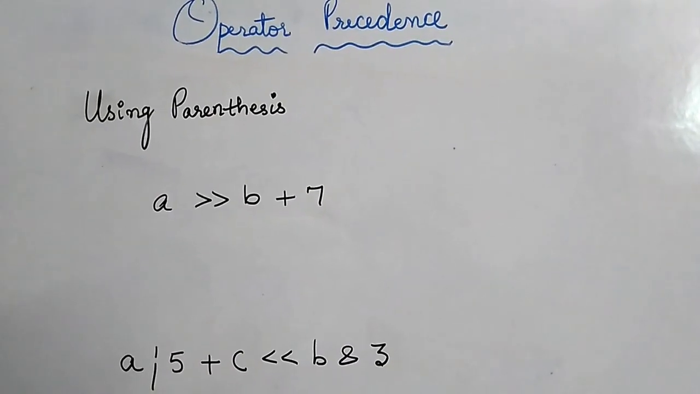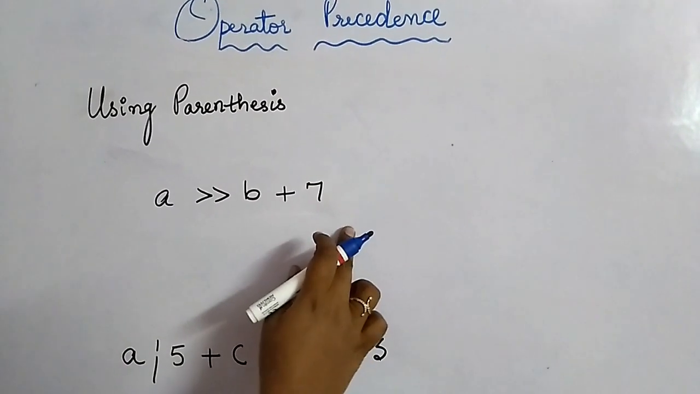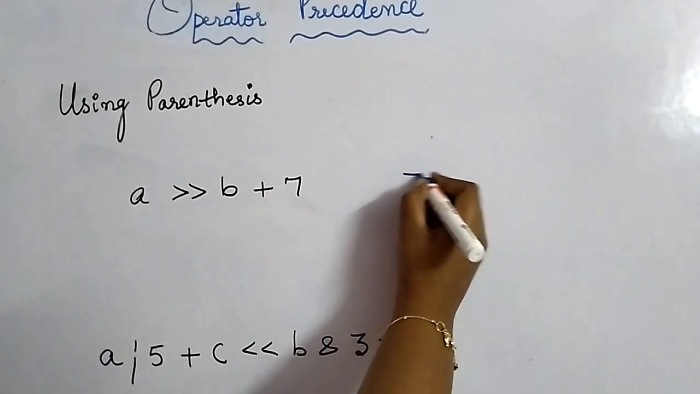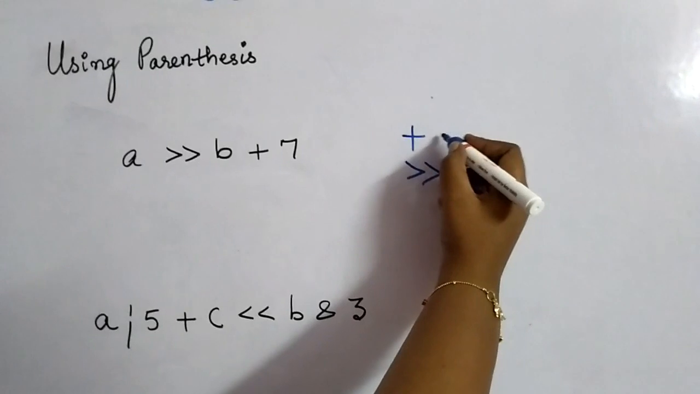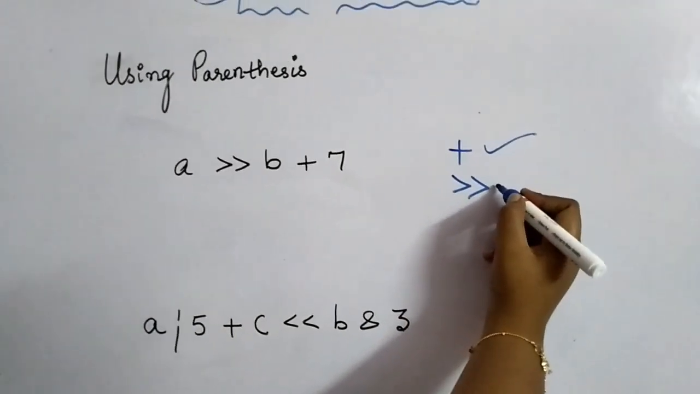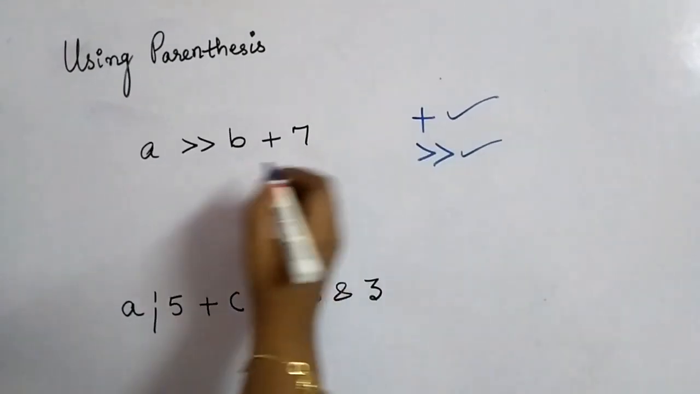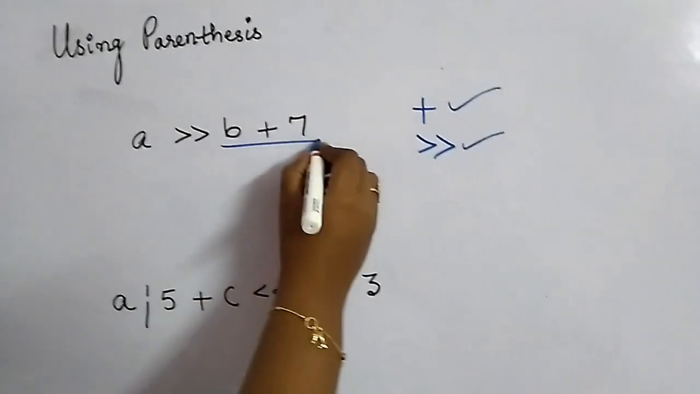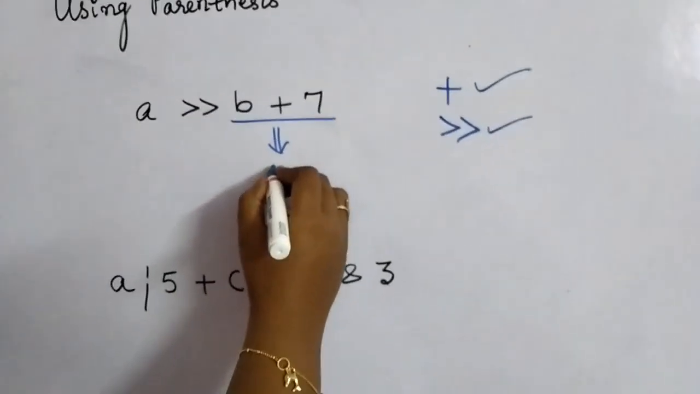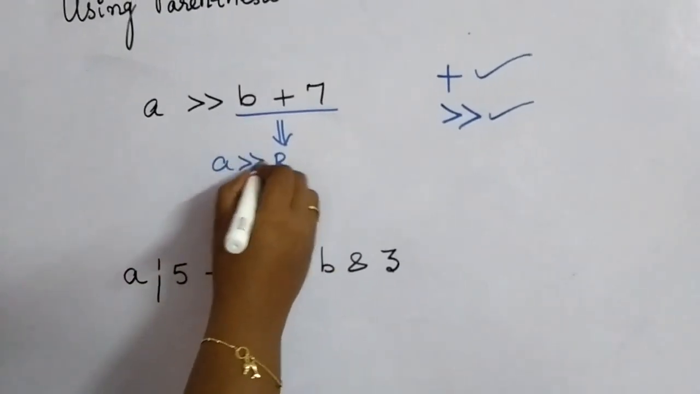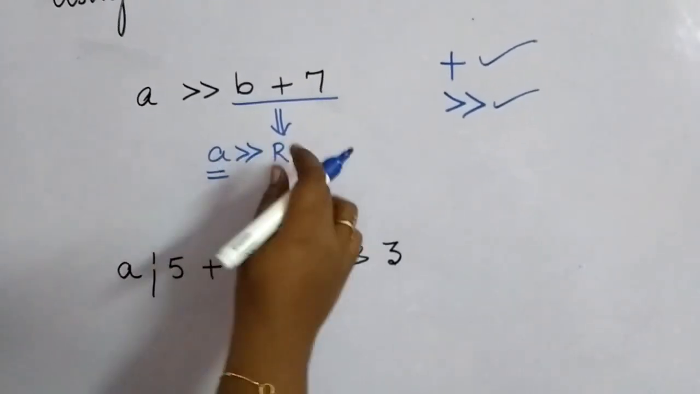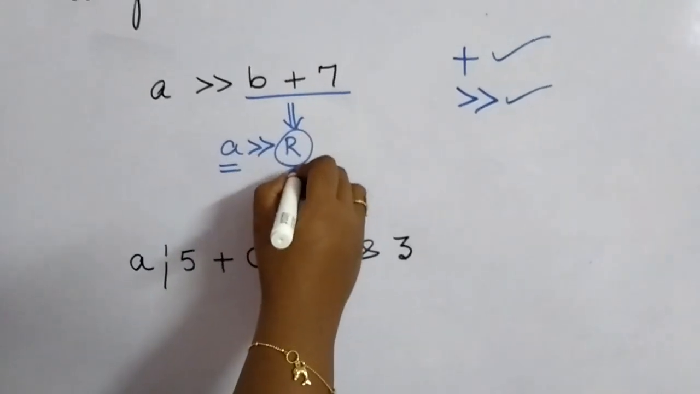Let us take an example of this expression. According to it, plus has higher precedence than right shift. So first plus will be executed, and then right shift. Meaning first b plus 7 will execute and give some value, and then a will be right shifted based on this value.